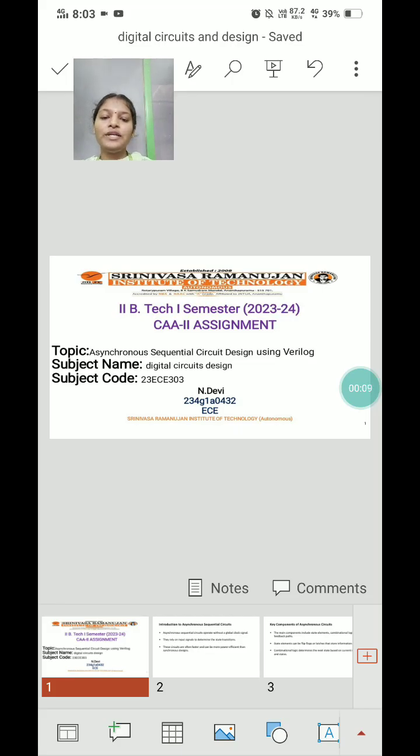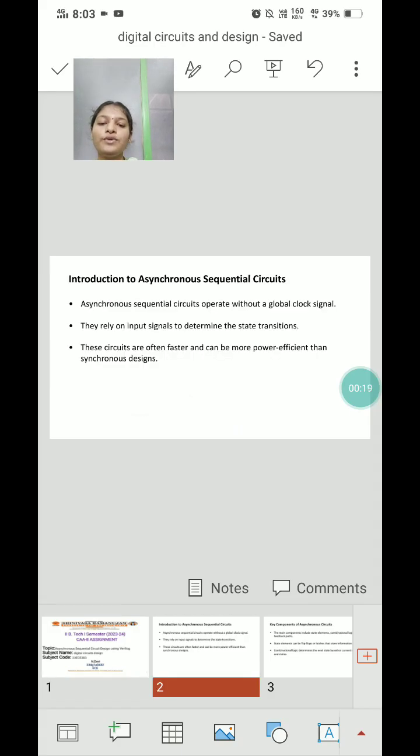234C180432. And today my topic is asynchronous sequential circuit design using Verilog. And the subject code is 23ECE303. First, we can go through the introduction to asynchronous sequential circuits.